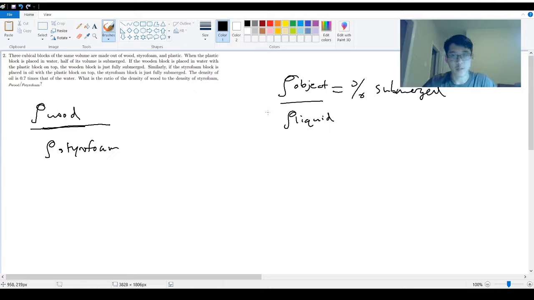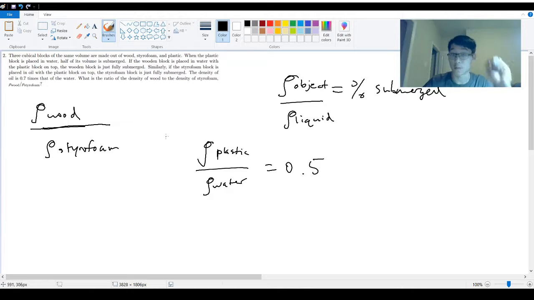What this means is, when the plastic block is placed in water, half the volume is submerged. If we write it in terms of this, that will be the density of the plastic divided by the density of water is equal to 0.5, because 50% is submerged, half the volume is submerged.